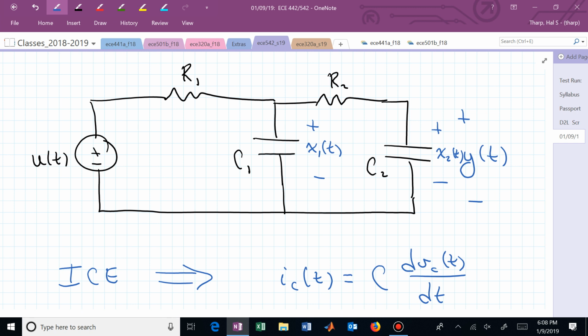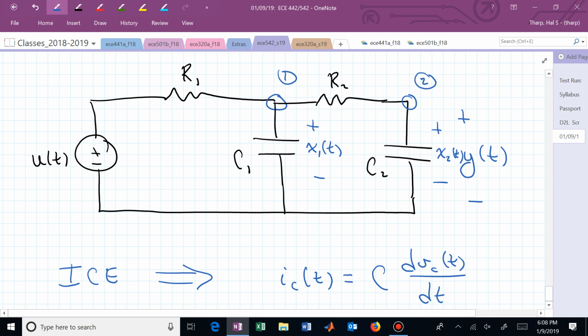And in this case, we can find that one way. I know you guys want to do mesh equations, so that's why I'm going to do node equations. Let's write KCL equations, and let's write them here at node 1 and at node 2.